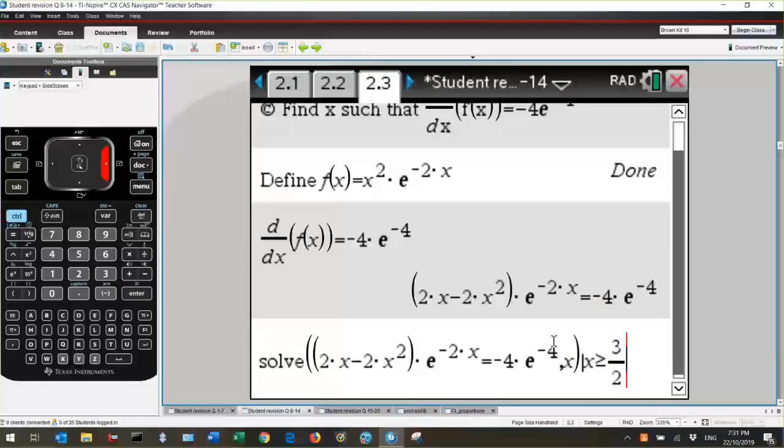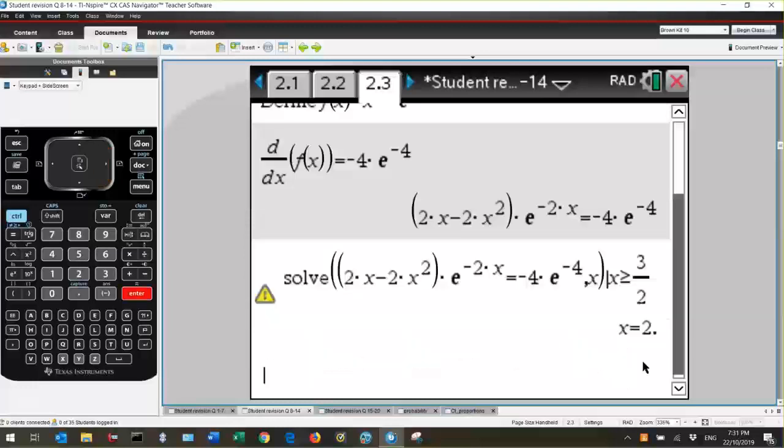But there may be more than one place where the tangent has a particular gradient. So make sure that you include the domain restriction. Now remember, right at the beginning of the question, the function was defined for x greater than or equal to 3 on 2. So we do that, and we find that this occurs at x equals 2.